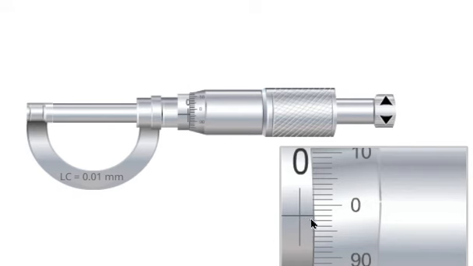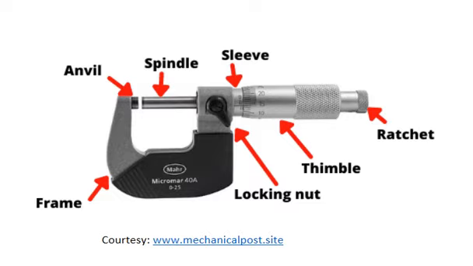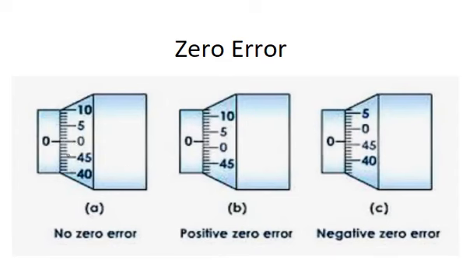Now, when to take the error as positive and negative? To estimate a zero error, take a close look at the scale. If the head scale 0 coincides with the index line, we say there is no zero error. If the head scale 0 is below the index line, we say the error is positive. Error is positive, correction is negative. Another case, it may happen that the head scale 0 is above the index line. Then the error is taken as negative, or the correction is positive.